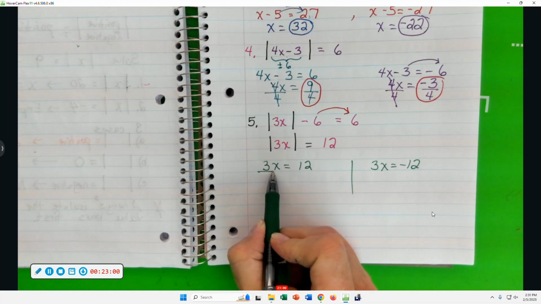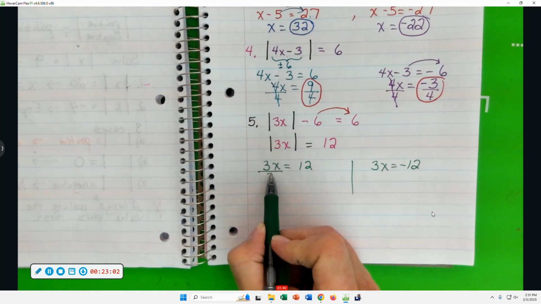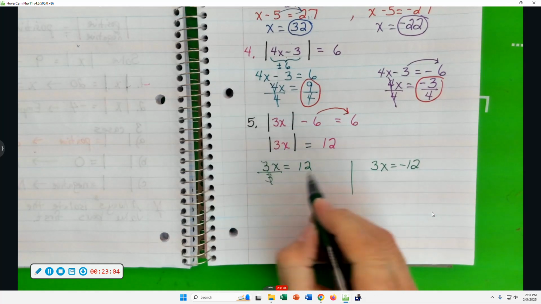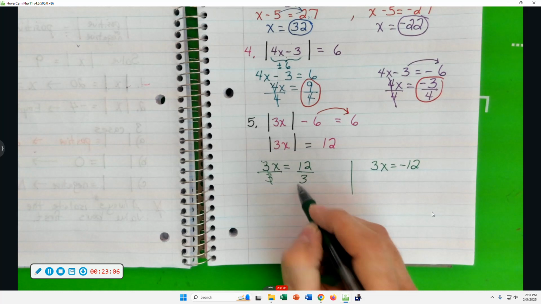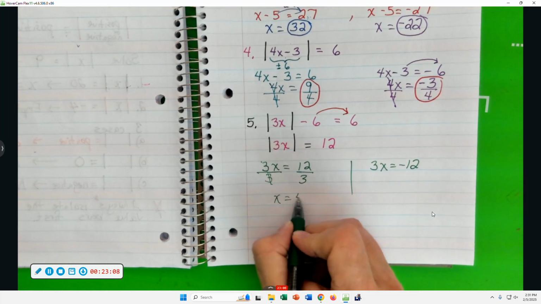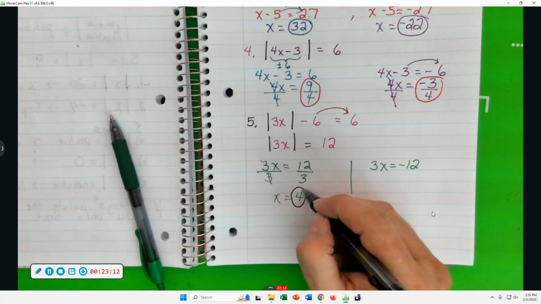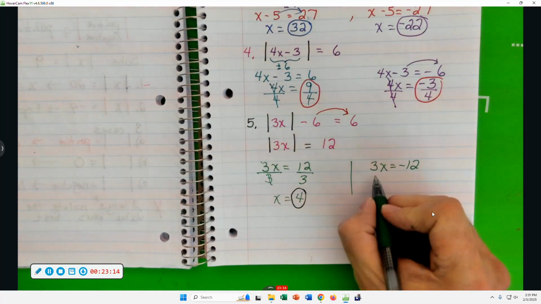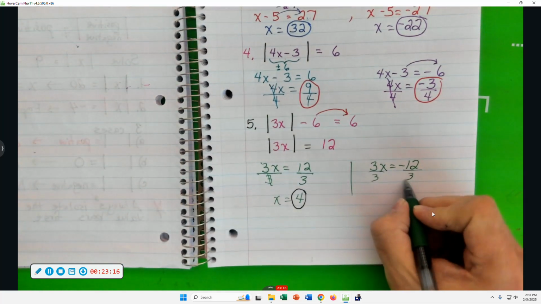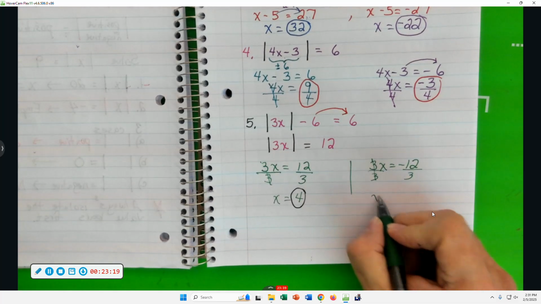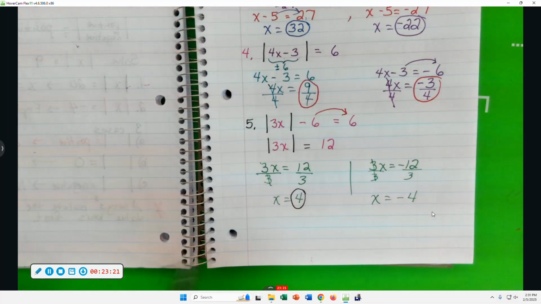Is it hard or easy to solve for x here? What's he going to do to get x by itself? Divide by 3. So not too hard. We get x equals 4. And what's the other one? Divide by 3, and we get x equals negative 4.